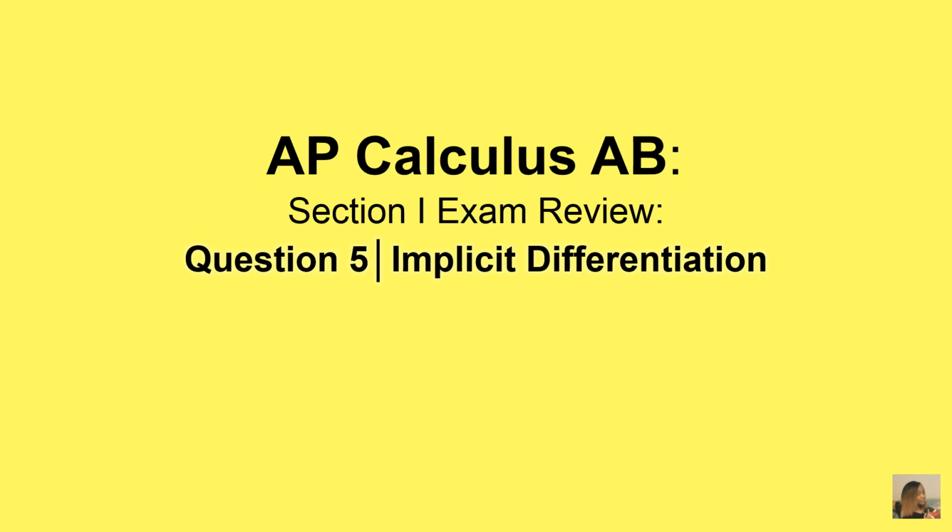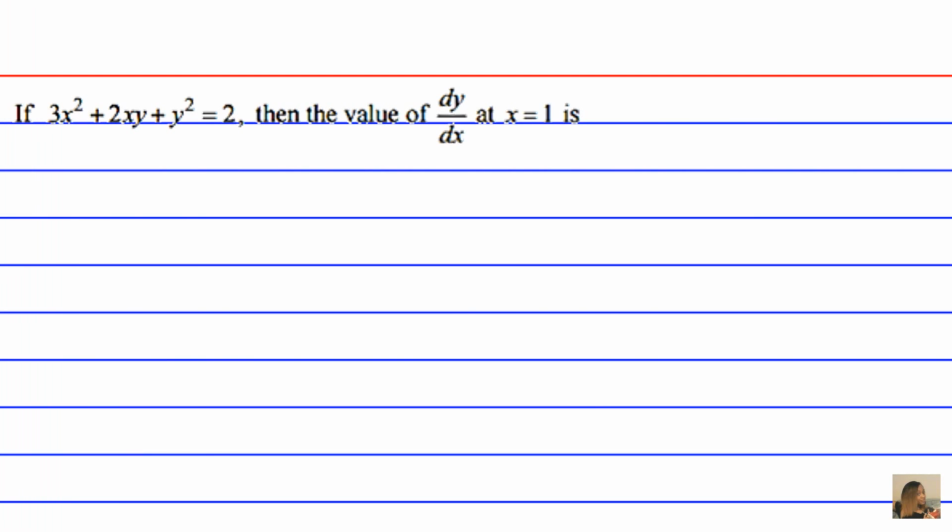AP Calculus AB, Section 1 Exam Review, Question 5, Implicit Differentiation. If 3x squared plus 2xy plus y squared equals 2, then the value of dy/dx at x equals 1 is: a, negative 2; b, 0; c, 2; d, 4; or e, not defined.